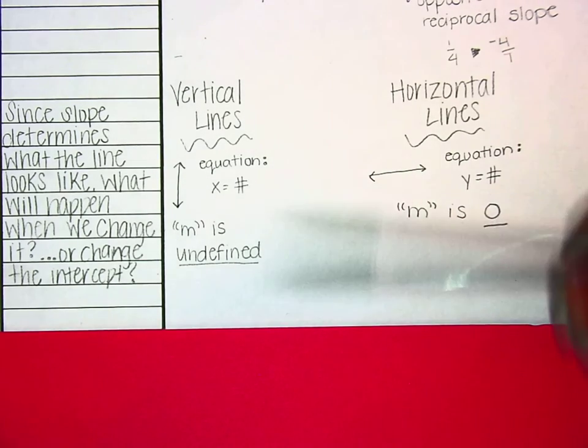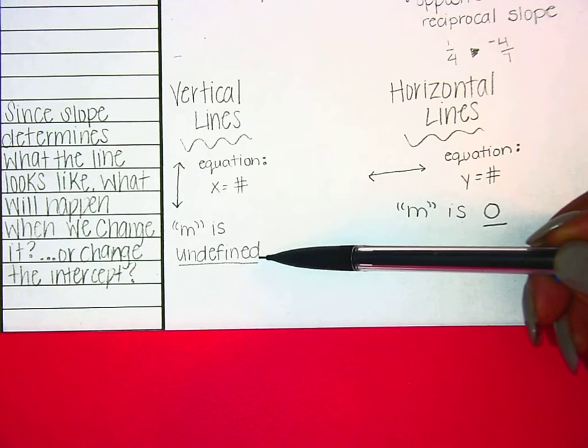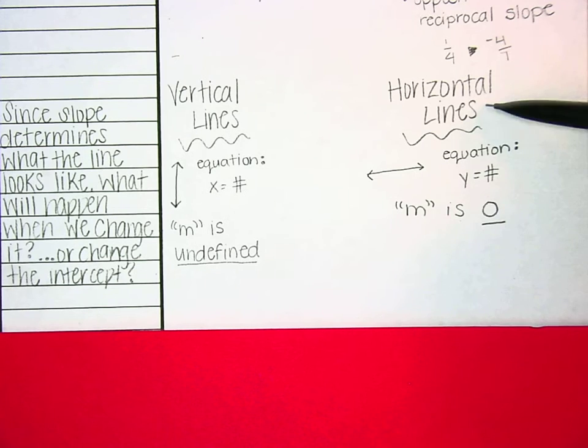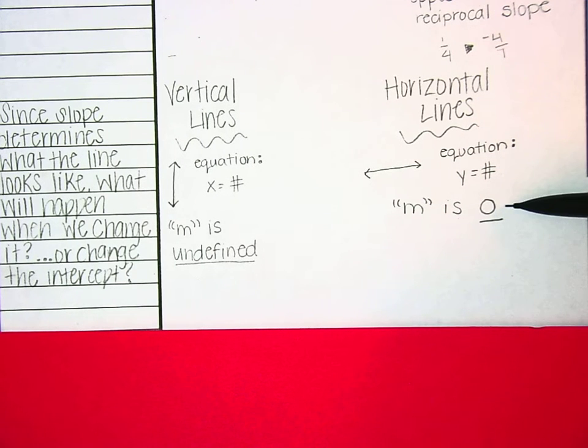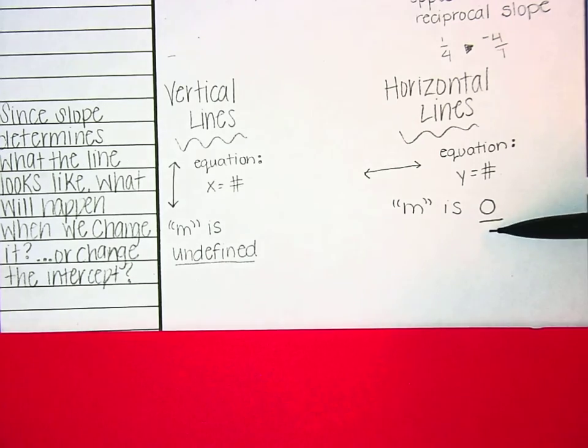So remember, vertical line, equation x equals a number, slope is undefined. Horizontal line equation, y equals a number, slope is 0. There is a difference between undefined slope and 0 slope.